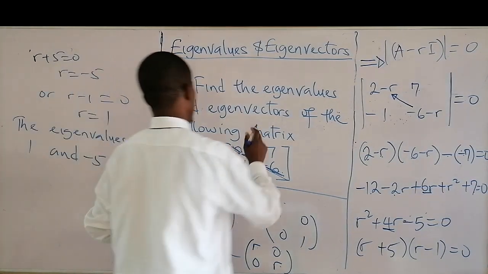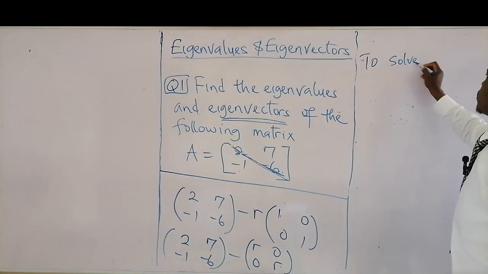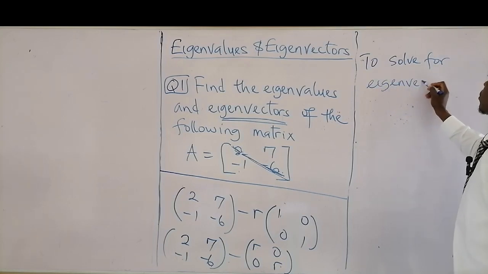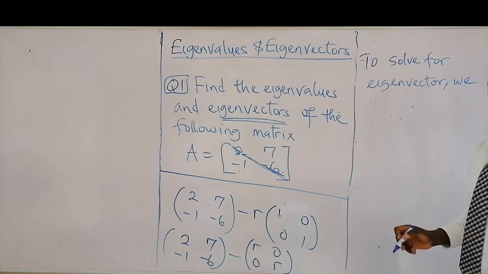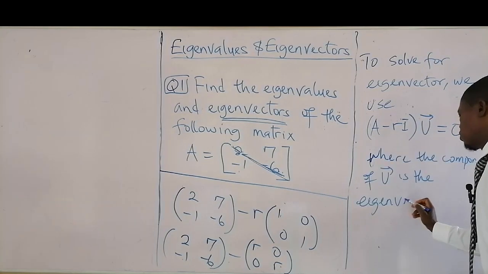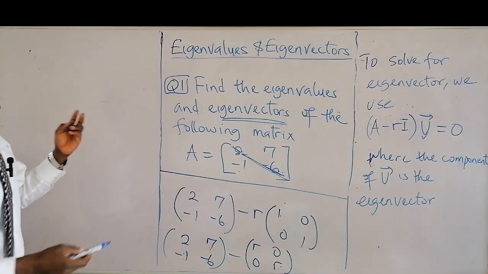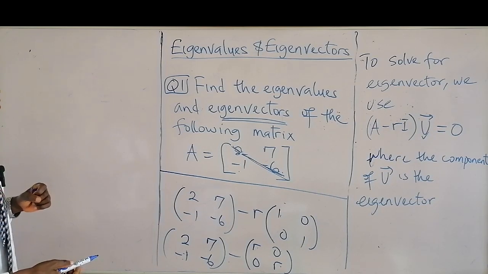Then the next thing to do now is to solve for the eigenvector. We use the components of this eigenvector, and the components of this one are the eigenvector. So it's very simple. What we're going to do in this case is very simple. Now don't forget we have two values for the eigenvalue.